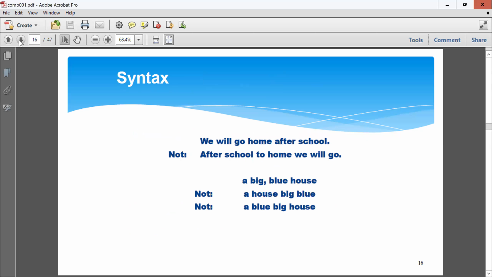There's an example here. We say a big blue house. Why? I'm not really sure. But we don't say a house big blue or a blue big house, okay? Now, a house big blue might be appropriate if you're speaking Spanish because the adjective follows the noun. And so when you notice those kinds of things, it's easy to point that out.